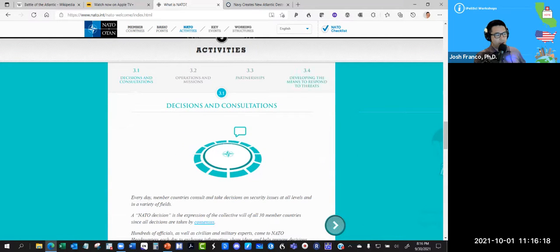And note that they have a range of activities. So things like how they make decisions and consultations with members and as a treaty organization, the operations and missions that they conduct jointly between countries and their governments and their militaries, the partnerships that are formed, and then developing the means to respond to threats.